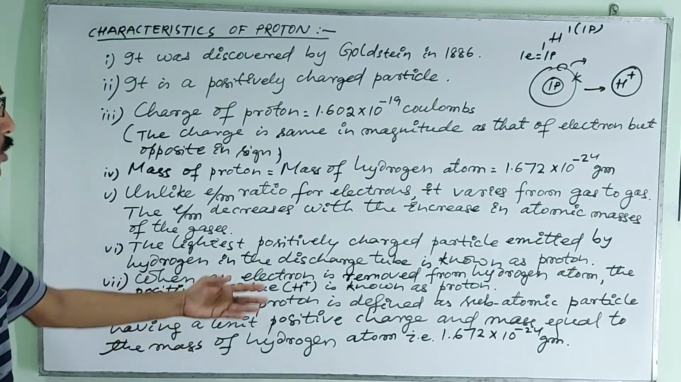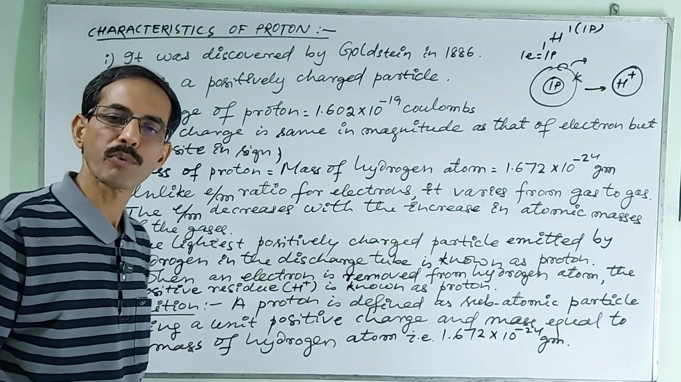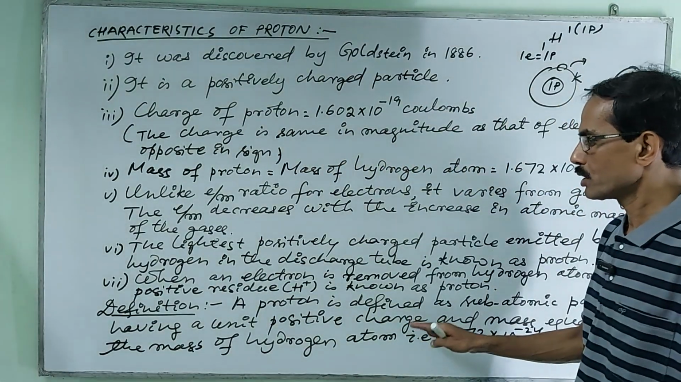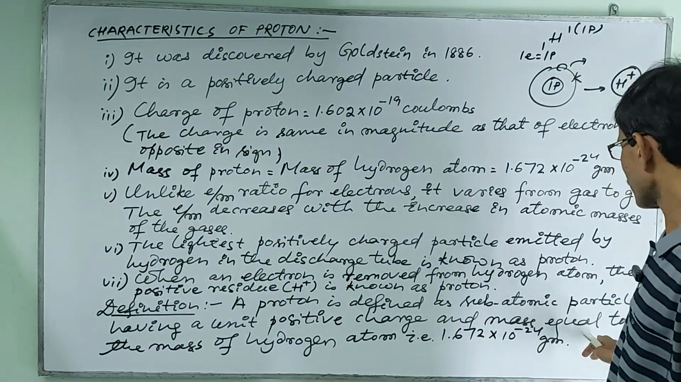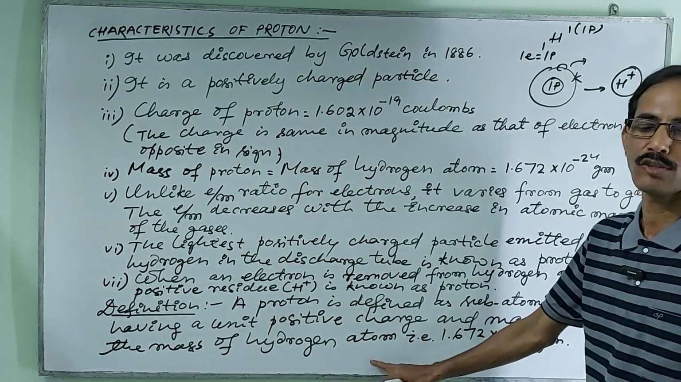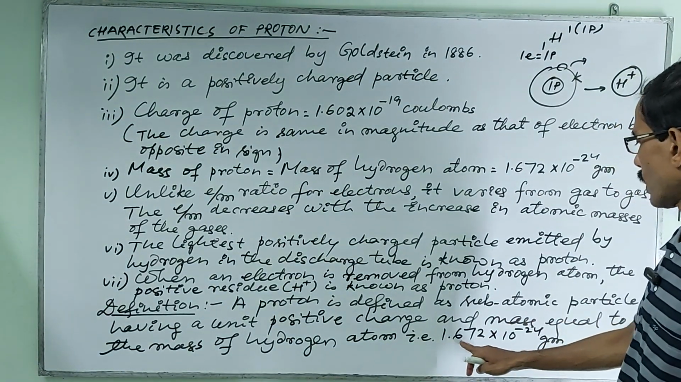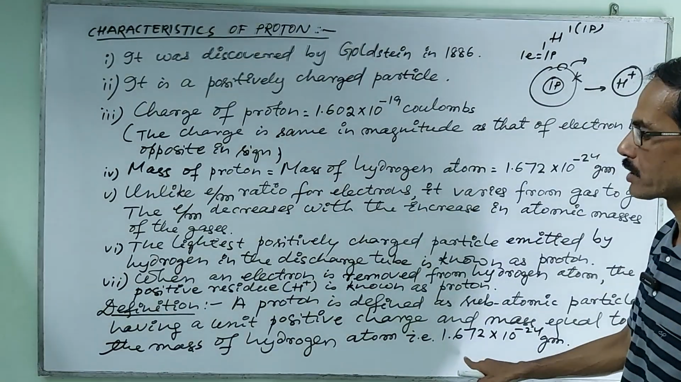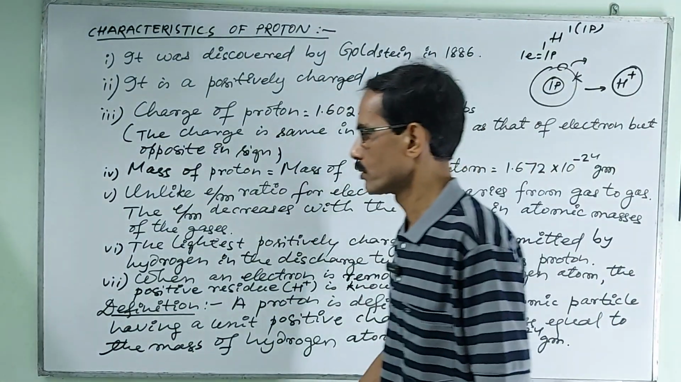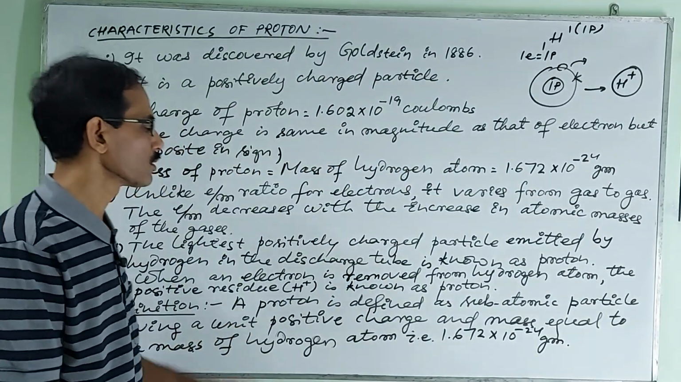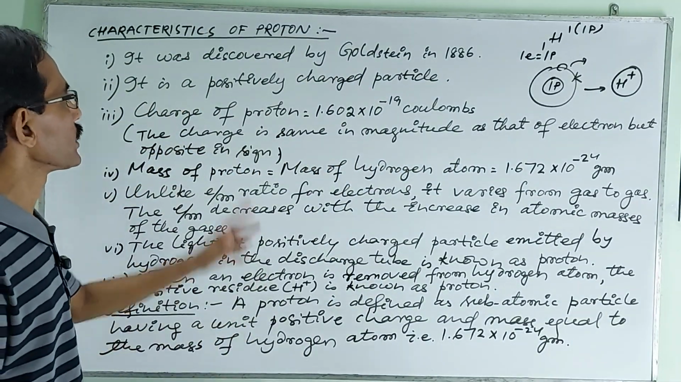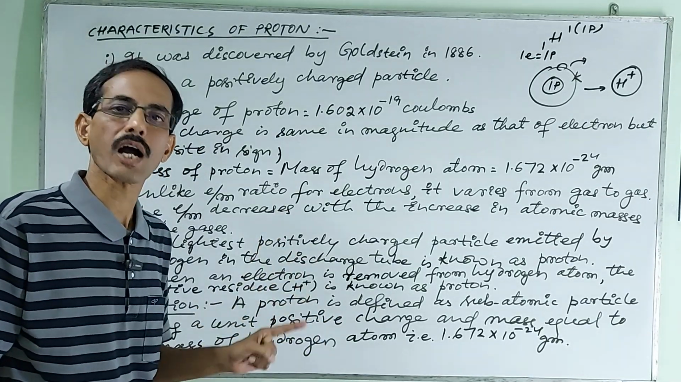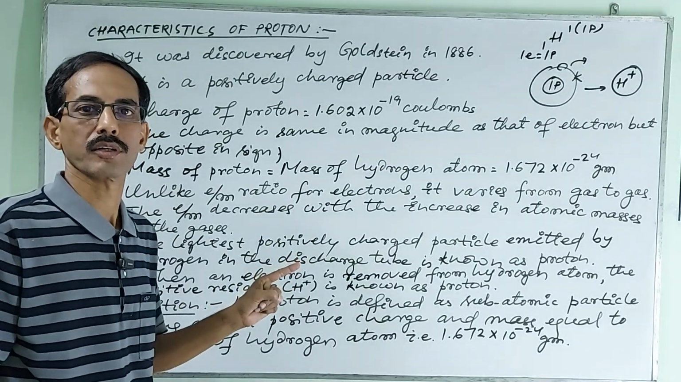What is the definition of a proton? A proton is defined as a subatomic particle having a unit positive charge and a mass equal to the mass of a hydrogen atom, which is 1.672 × 10^-24 gram, or in AMU, 1 AMU. My dear students, note all this down, and next I will teach you how neutrons were discovered.